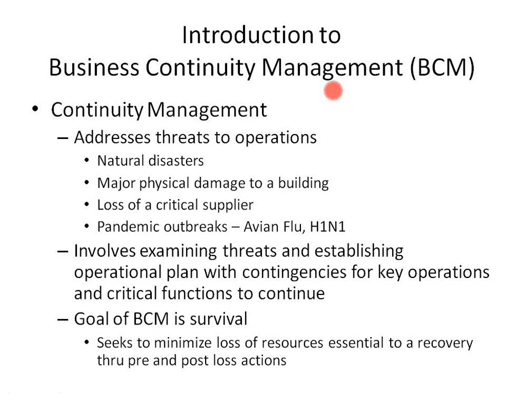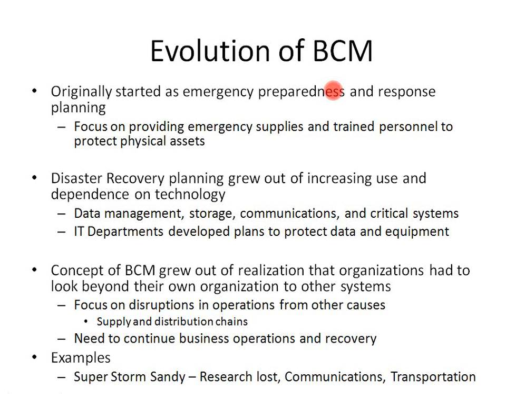And so whether it's having insurance, all those different things, because if those things aren't in place, you may not be around. And again, it seeks to minimize loss of resources essential to a recovery through pre- and post-loss action. So there are certain things that, when we talk about business continuity, you can do before, in preparation, like having contingency plans and duplicate areas. But then after the disaster occurs, what are you going to do after the fact? You can have different actions after the disaster occurs, and that's what it talks about. There are things you can do before and after that will help.